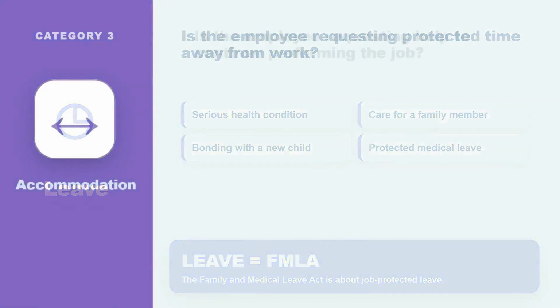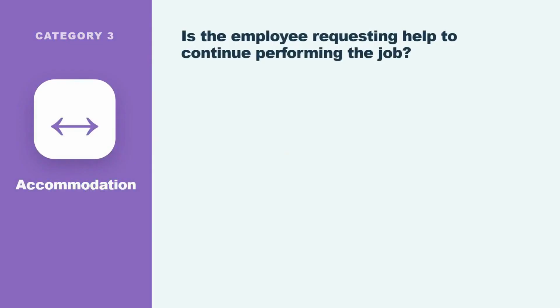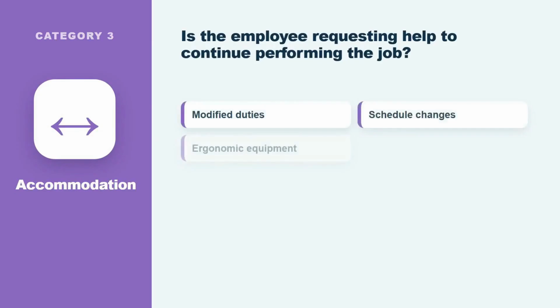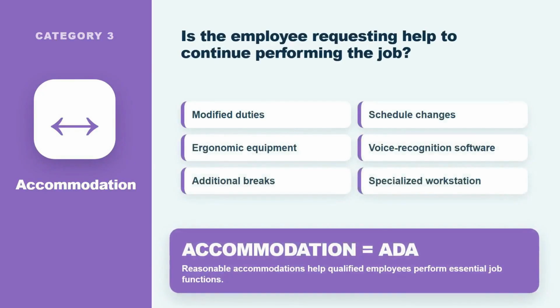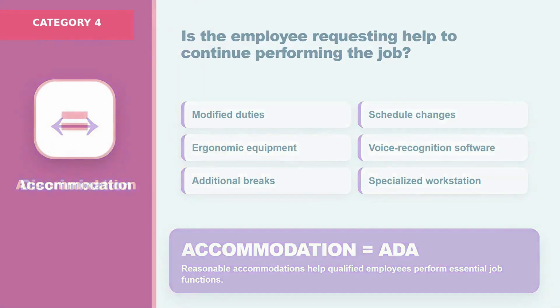Category 3. Disability and accommodation. Is the employee requesting help so they can continue performing their job? Examples include modified duties, schedule changes, ergonomic equipment, voice recognition software, additional breaks, or a specialized workstation. Think accommodation equals ADA. The ADA focuses on providing reasonable accommodations that enable qualified employees to perform the essential functions of their jobs.